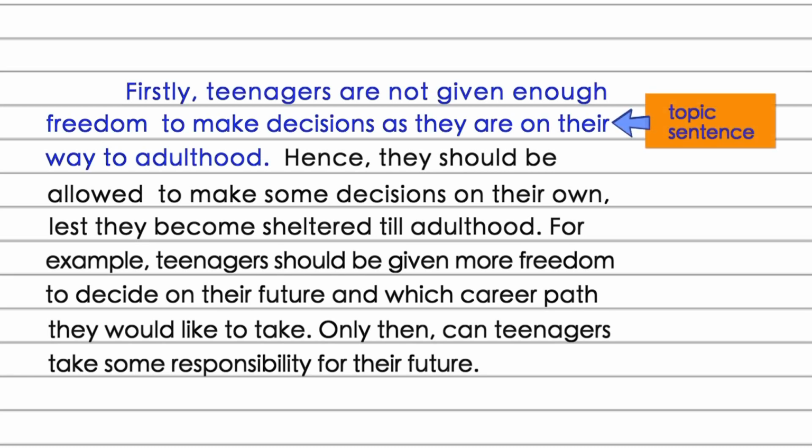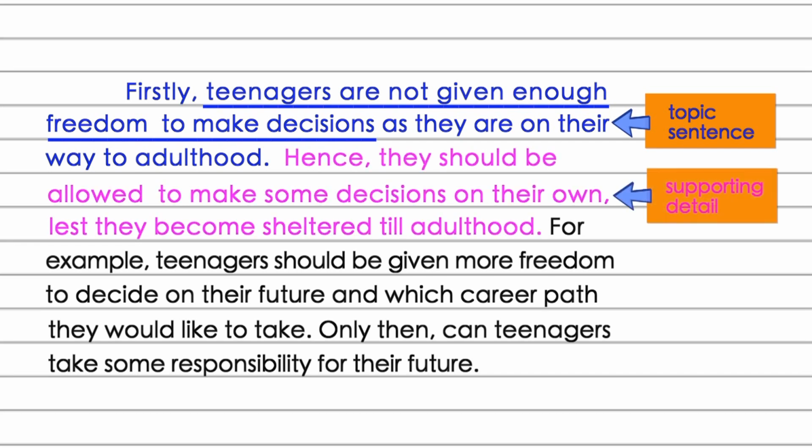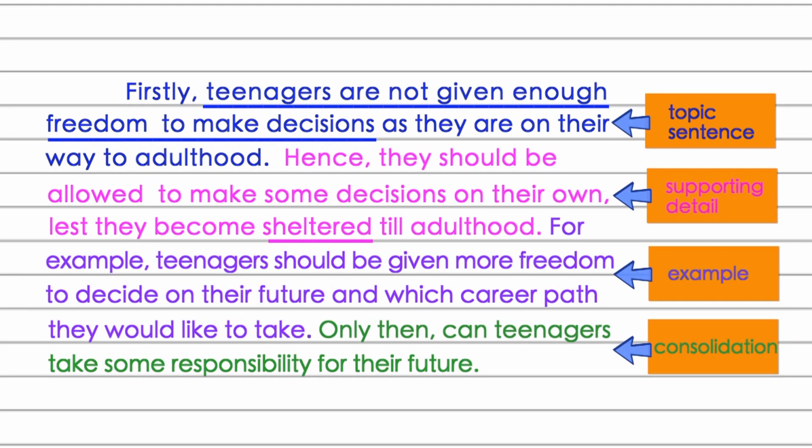This is the topic sentence. My point is, teenagers need to be given freedom to make decisions. Here is my supporting detail because they cannot be sheltered forever. This is an example to support that teenagers should be allowed to choose what they want to do in the future. This final sentence is the consolidation. It helps strengthen the topic sentence and binds all the elements in the paragraph together.